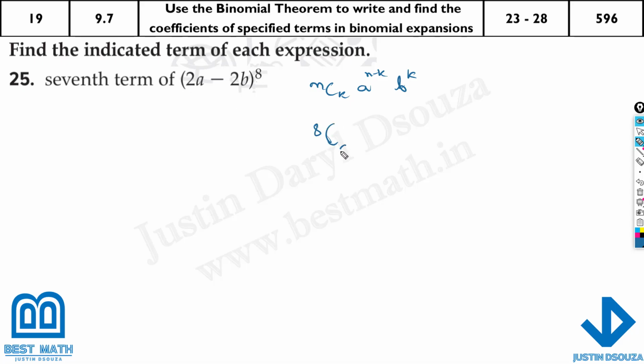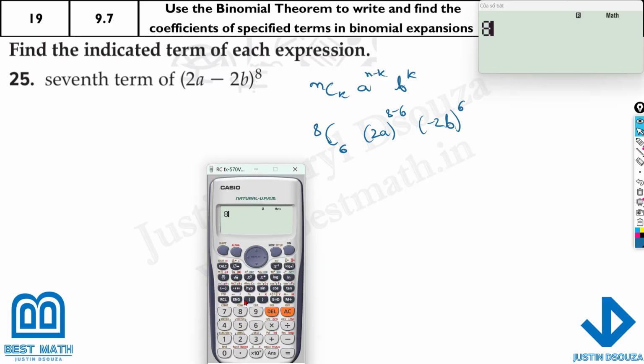7th term means k value will be 6, and here we have 2a raised to the power 8 minus 6 and minus 2b raised to the power, it is 6, not 8. I was just confused and I was about to write 8. That would mean everything was wrong. The exact value is 6, not 7, 6. Now let's use our calculators and figure out the values. You might be thinking, why don't we just do 8C6 and then directly multiply all these, 2 to the power 2, 2 to the power 6. Because it's a writing part, let's do the steps properly.